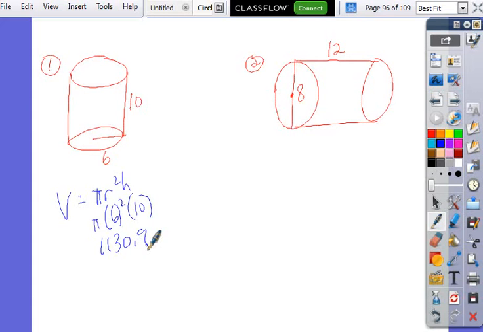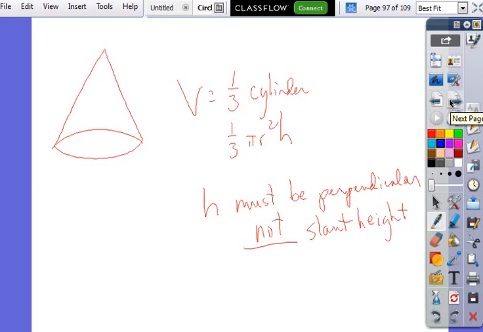Here, what's my radius on the second one? 4. 8 is the diameter. I don't need diameter, I need radius. So I divide it, get 4. Answer: 603. Alright. Then I go to a cone, which is just 1/3 of the cylinder.